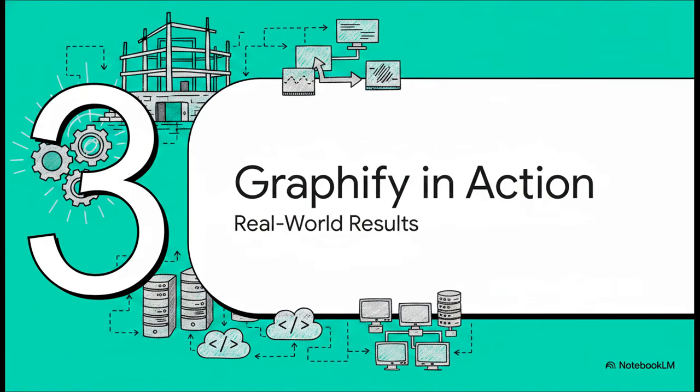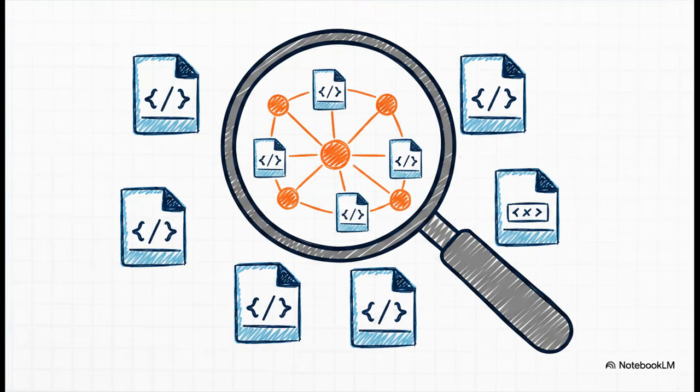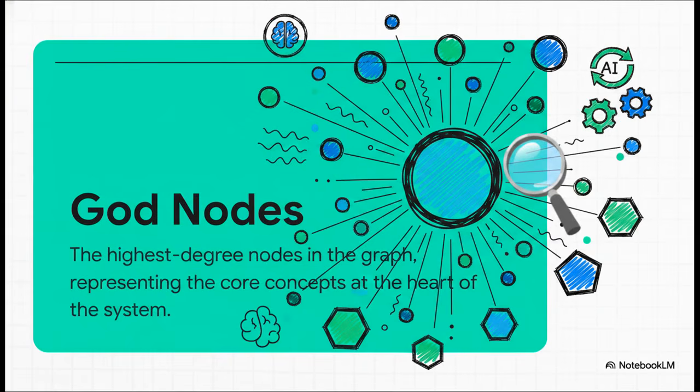But let's see how this thing actually performs in the real world, because this is where Graphify really proves its value. Let's start with a project a lot of you probably know, the HTTPX Python library. It's a great test case, right? It's well known, it's moderately sized, and it's perfect for seeing if Graphify can quickly figure out the core architecture of a codebase it's never seen before. To do this, Graphify looks for something it calls God nodes.